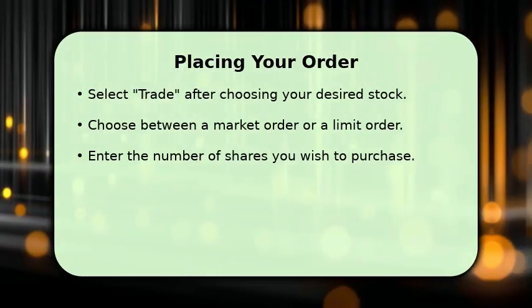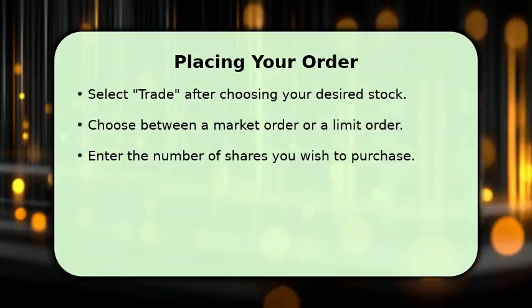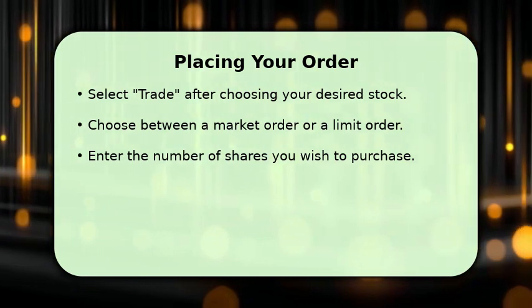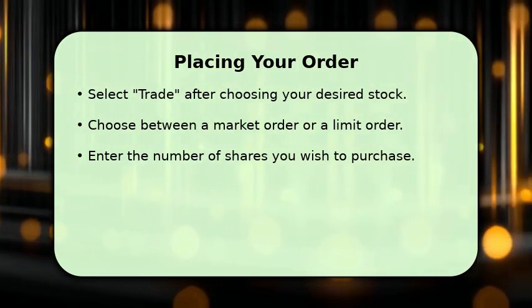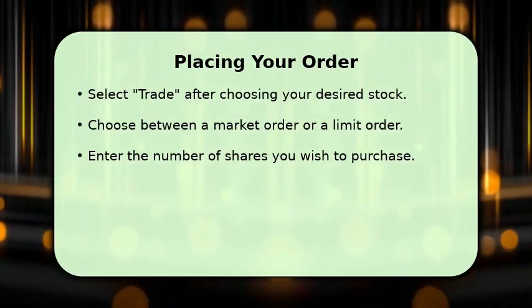A market order buys shares immediately at the current price, while a limit order lets you set a specific price you're willing to pay. Enter the number of shares you want to buy. Always double-check all the details of your order before hitting the Buy button to ensure accuracy.